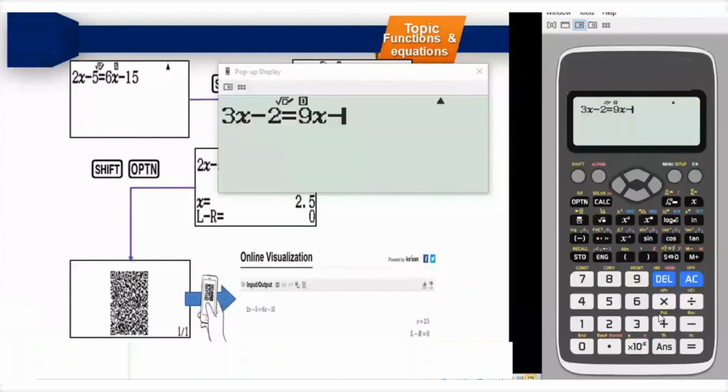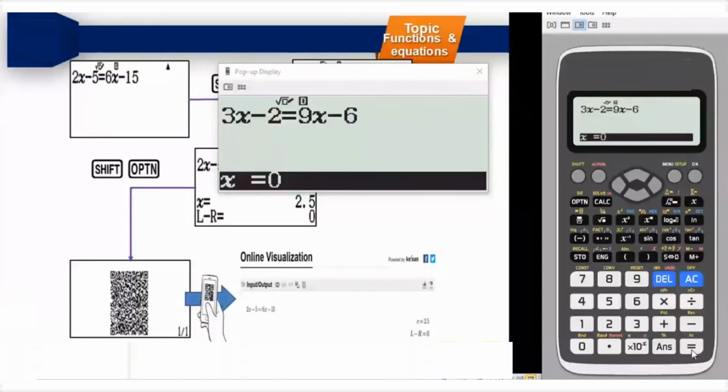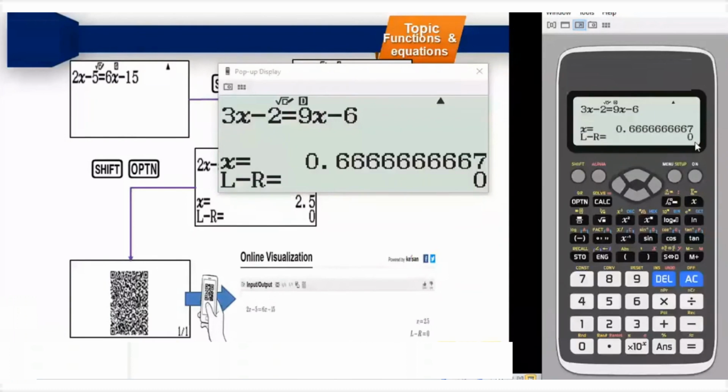And if I wish to solve this equation, I will press shift and calculate, which is solve. I will store the value of x as 0 and I will press equals to. And now the correct answer is 0.6667, and L minus R is also 0, which is an indication that this is absolutely the correct answer.